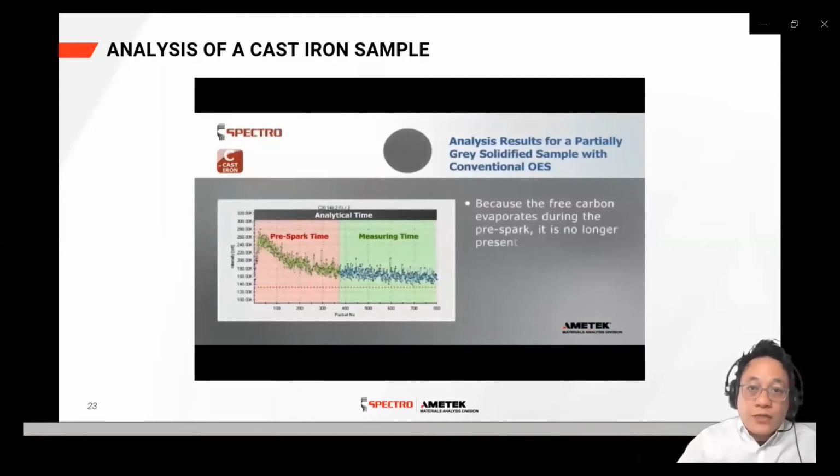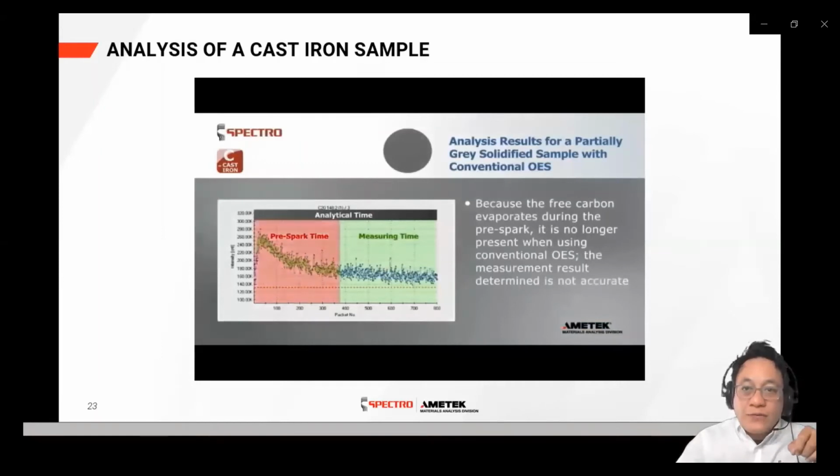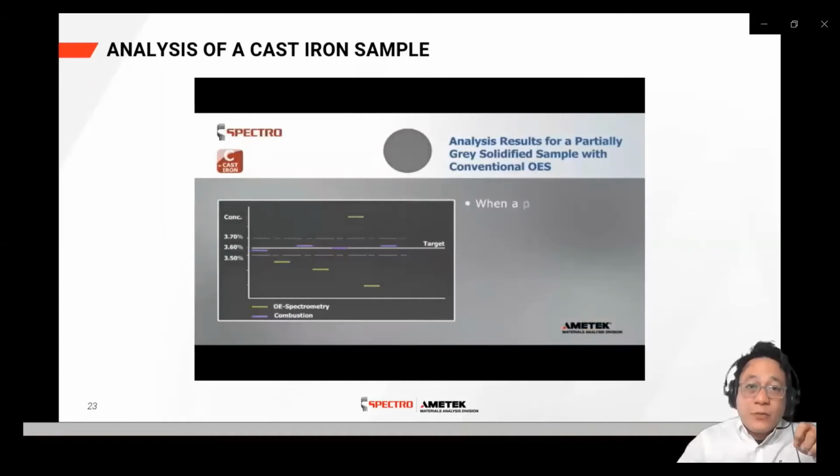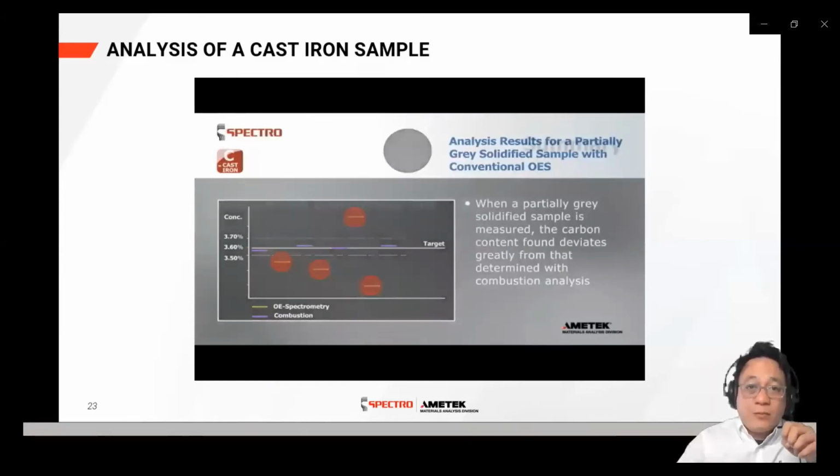As you see in the initial pre-spark, we see spiky carbon activity, and due to the fact that the free carbon is evaporating during the pre-spark, it is not possible to determine an accurate carbon value using conventional Spark OES. In summary, traditionally, it is not possible to make any conclusion about the sample quality, and incorrect carbon values may be presented without any warning.